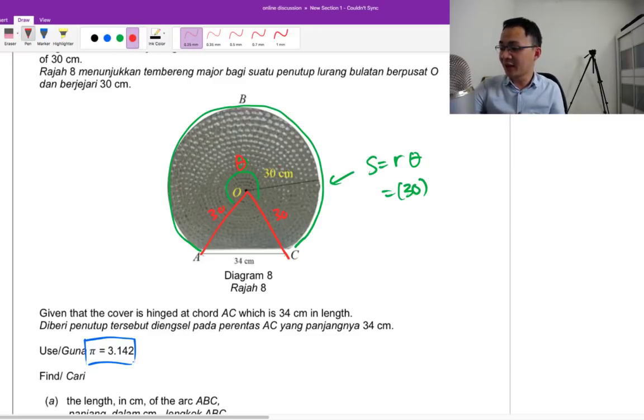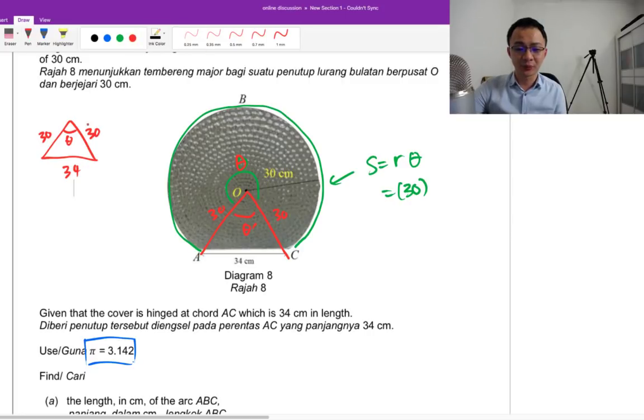In order to find this angle, I just want to know what this angle is first. Then I will use 2 pi minus it, and then I can substitute into this formula. So now I have a triangle problem to solve, where I need to find this angle first. The sides are 30, 30, and 34. When you have 3 sides and no angle, you have to use the cosine rule.